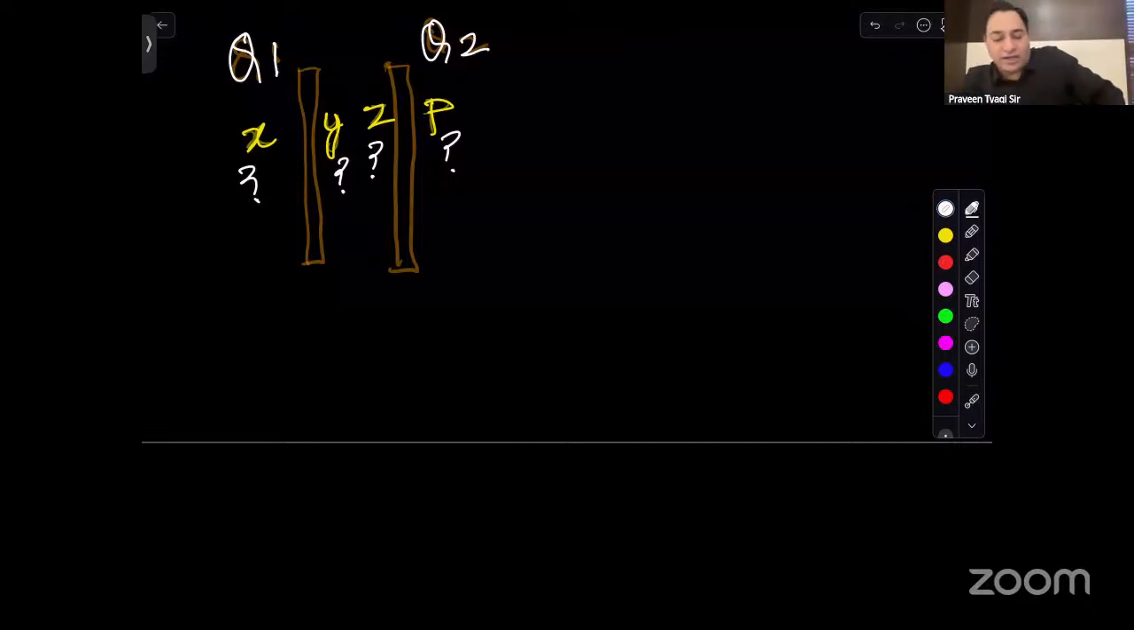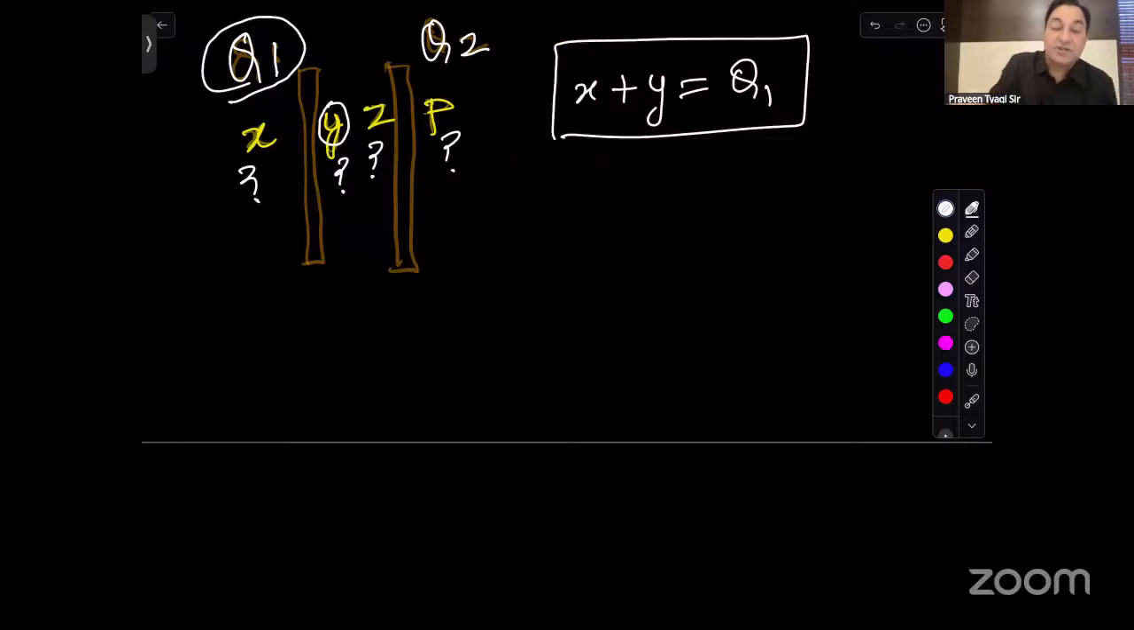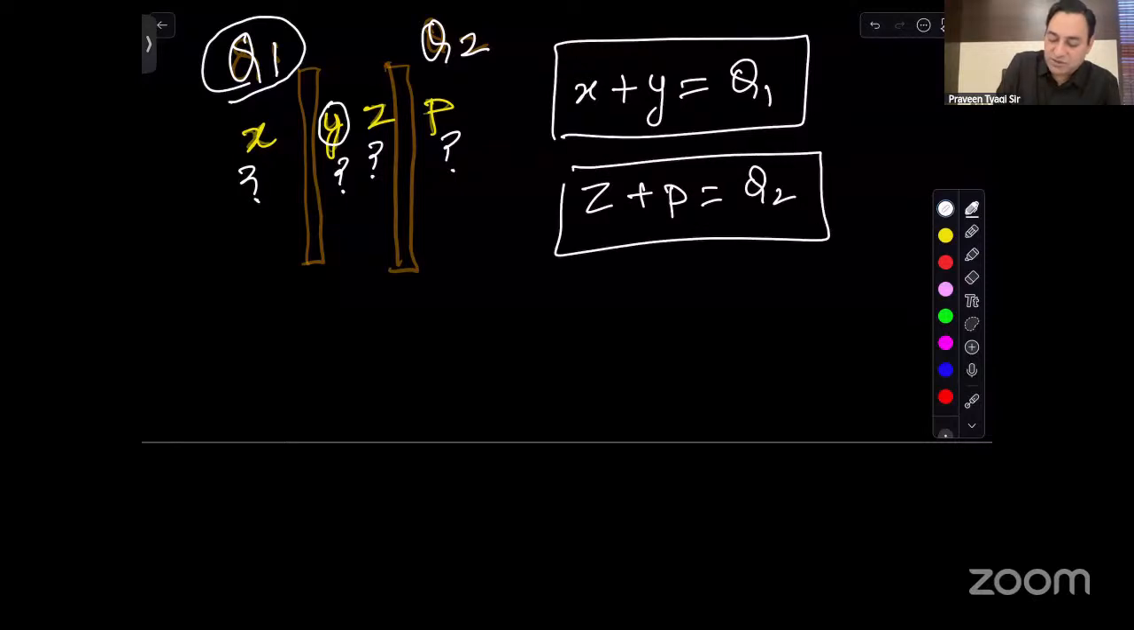Okay, let me do it for you. So, first of all, understand this. Suppose this is Q1. If I assume the charge here is Y, then X plus Y should be equal to Q1. This is conservation of charge. Z plus P is equal to Q2. This is also conservation of charge.